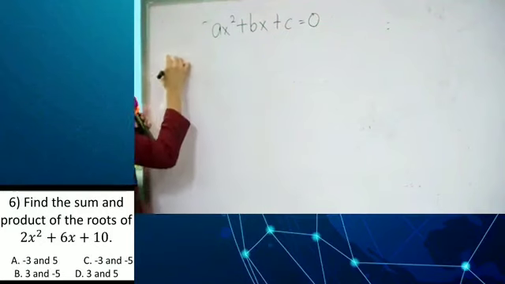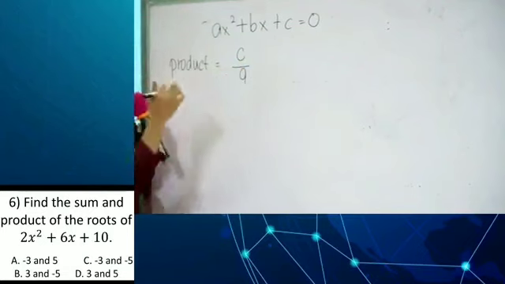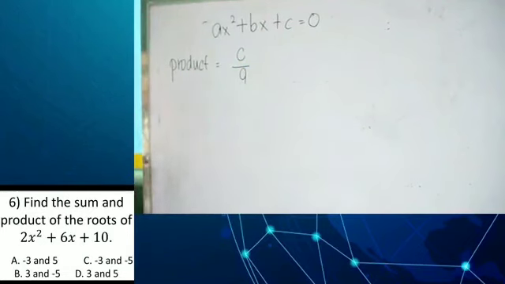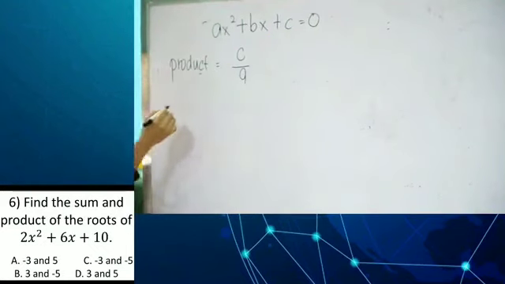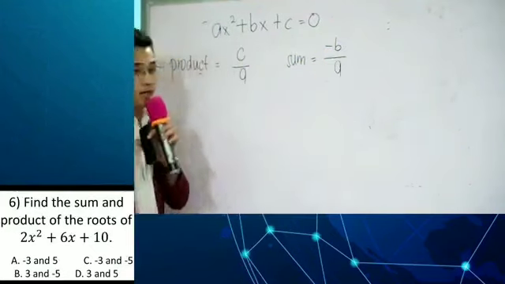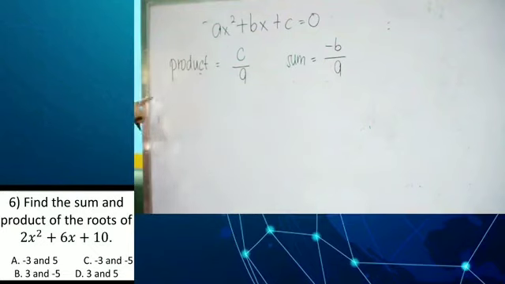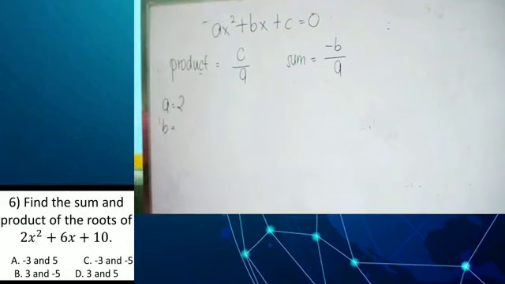So, for the product, that is c over a. Okay? Para hindi kayo mahirapan, tandaan nyo lang yung product, yung sa spelling niya may c. Okay? So, c over a. How about the sum? So, negative b over a. Okay? So, you just get the coefficients of the equation given. So, ano yung a natin? Sa base equation, so that is 2. How about b? 6. How about c? 10. Okay, so we just took the coefficients.